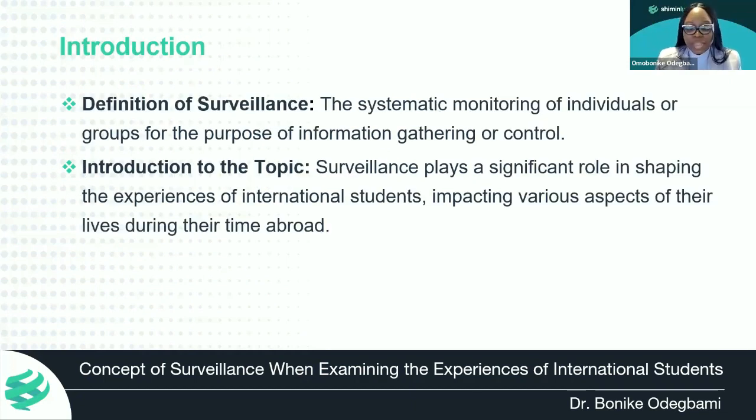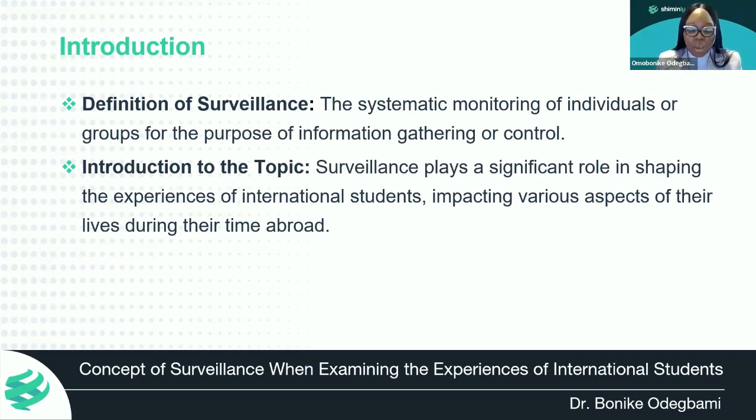So when we talk about surveillance, a general definition of surveillance is the systematic monitoring of individuals or groups for the purpose of information gathering. Think about it as you're in a room and you know that there's a camera in there, something that's watching, not necessarily watching you, but you're aware that there's surveillance going on. And think about how that may affect your behavior.